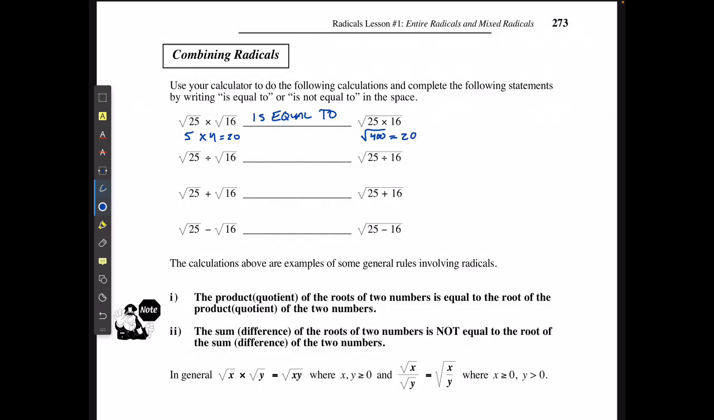The square root of 25 divided by the square root of 16 gives me 1.25. When I divide 25 by 16 and then take the square root, I also get 1.25. This is equal to.